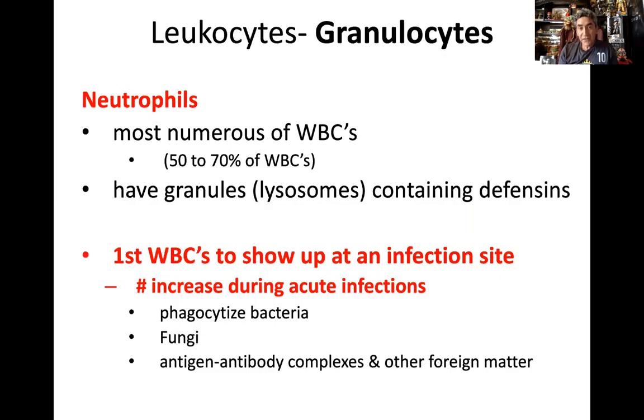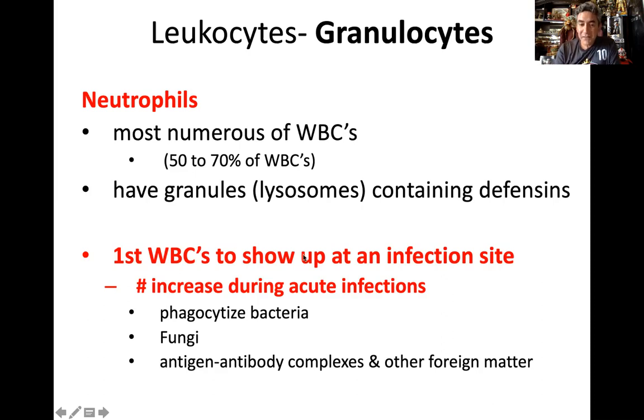But let's start with our first, right? So our leukocyte category of the granulocytes. So here we look at our neutrophils, the most numerous of white blood cells, about 50 to 70%. They have the granules, or what we call lysosomes or granules, right? I kind of like to think neutrophils are like the first responders, right? If there's something that's going wrong, we have some sort of infection, boom, the first ones to arrive. The frontline fighters would be our neutrophils. First white blood cells to show up at an infection site.